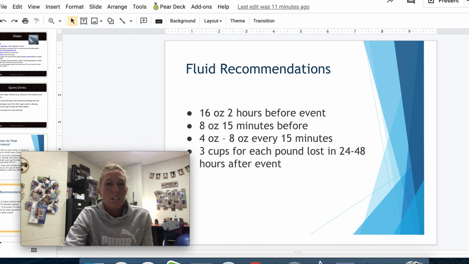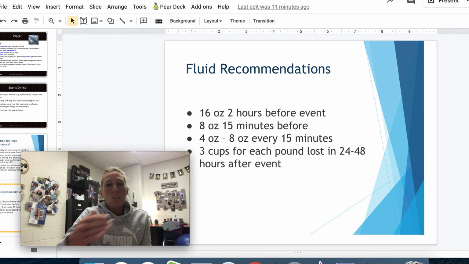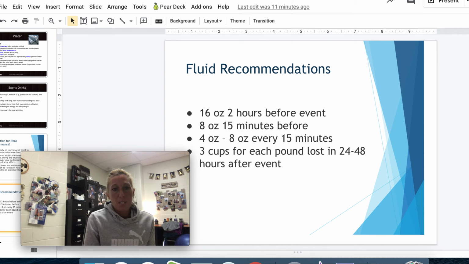Fluid recommendations: 16 ounces 2 hours before the event. So you're going to start loading a little bit before your event, a couple hours before. Then 8 ounces, 15 minutes before. So this is during your pregame warm-up. You need to drink at least 8 ounces. And then 4 to 8 ounces every 15 minutes while you're playing if you can. So at practice, you probably have water breaks. During games, you probably are not able to get 8 ounces every 15 minutes.